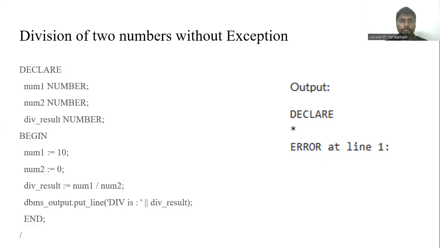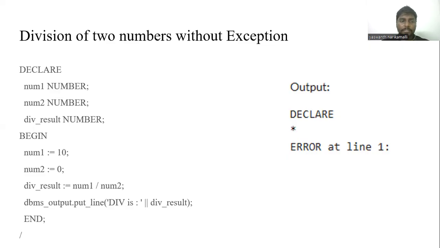One is num1, num2. The next one is div underscore result. These are the three variables, and I'm storing the result in div underscore result. Next, we'll start with the begin keyword. Here I am assigning values to the variables we declared in the declare section.